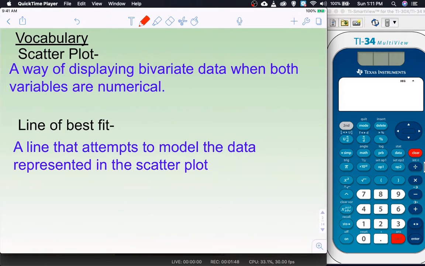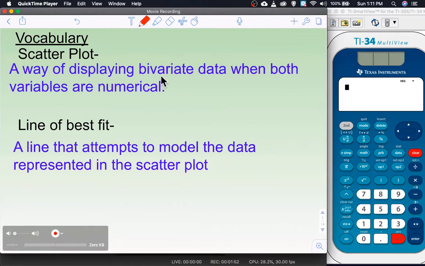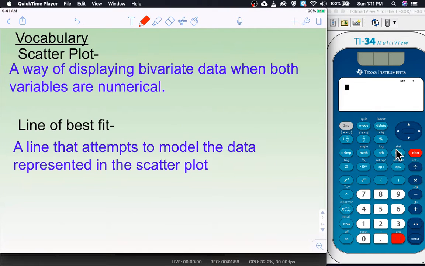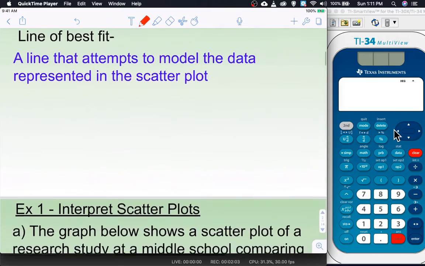The two vocabulary words here are the same words we had in the previous lesson. Scatterplot is just a way of displaying bivariate data, and the line of best fit is a line that attempts to model the data. We did some practice drawing these lines of best fit in the previous lesson.